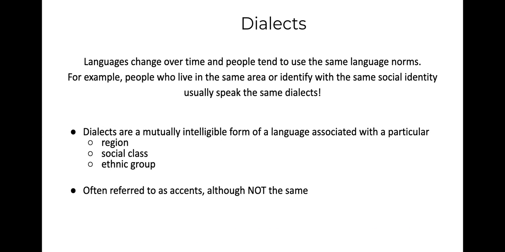Okay, so more on dialects, just more facts: languages, like dialects, change over time. What does that mean? That means they're dynamic. And I think we discussed this long ago when we talked about what language is and the structure of language, that language is dynamic and that people tend to use the same language norms, but it evolves over time. So people who live in the same area or identify with the same social identity will almost always speak the same dialect. So that means that dialects are mutually intelligible forms of languages associated with particular people, right?